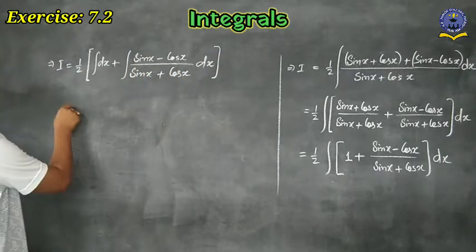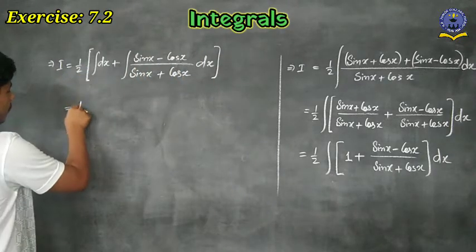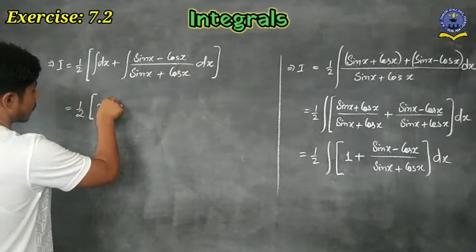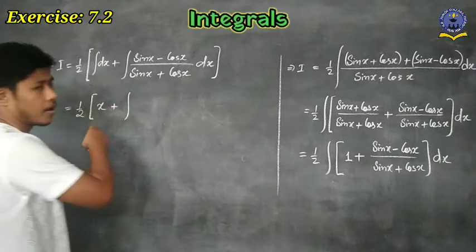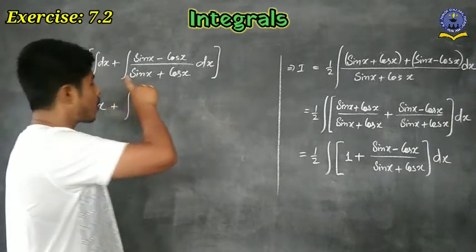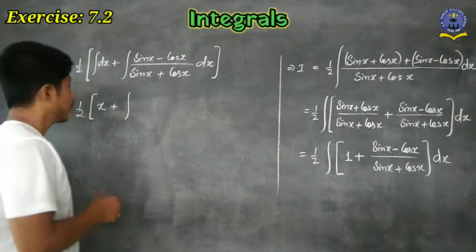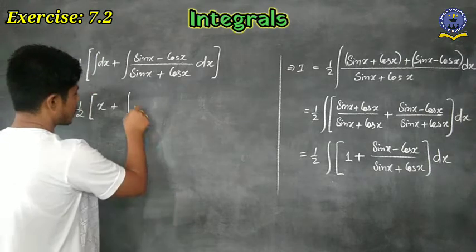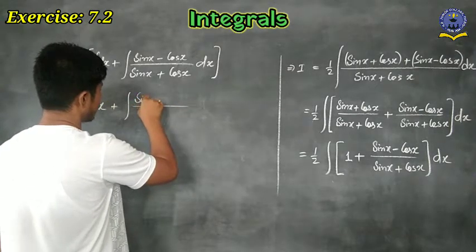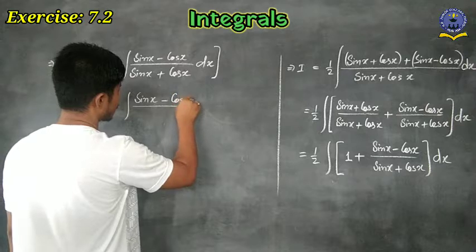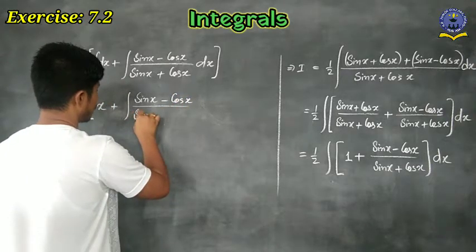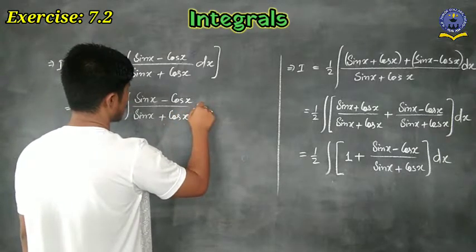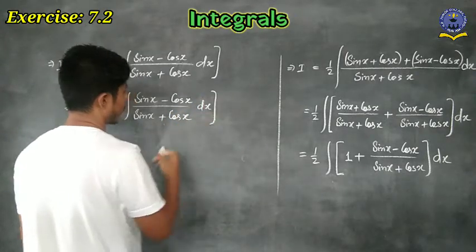Clear? And now here, half of integration dx means this one we have to write half integration dx means x plus of this one you have to write integration of. No need to write integrating constant here, because already one more integration here remains. So that's why after this integration we have to write down the integrating constant. So that's why here we have to write this one is sin of x minus of cos x divided by sin x plus of cos x into dx, and now here bracket close.